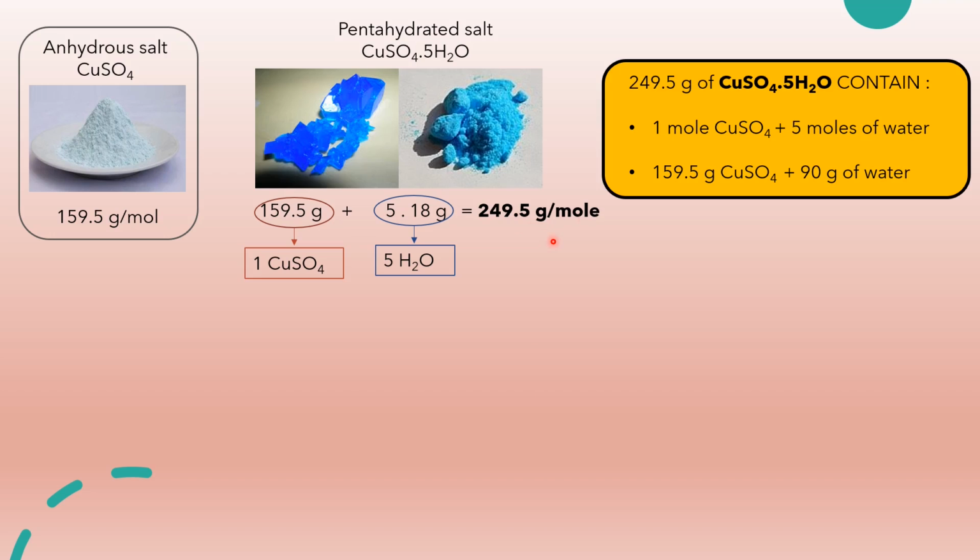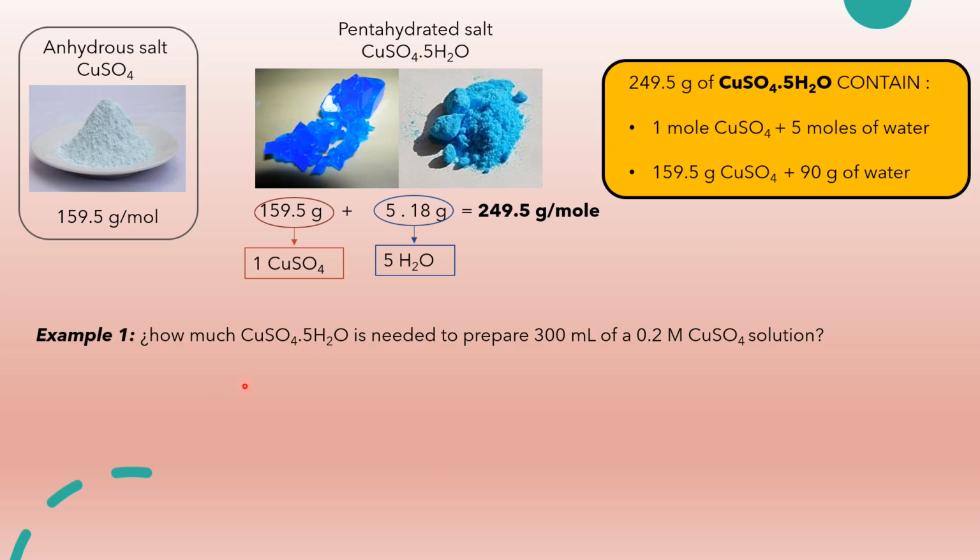So we can make these relations. The molar mass of the hydrated salt contains 1 mole of salt plus 5 moles of water, or if you think about it in grams, it's the molar mass of the salt plus 90 grams of water. 90 grams is the 5 moles we have here, 5 times 18. So how do we make calculations for a solution preparation?